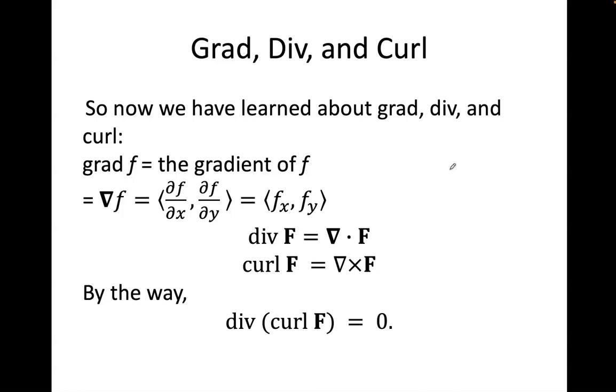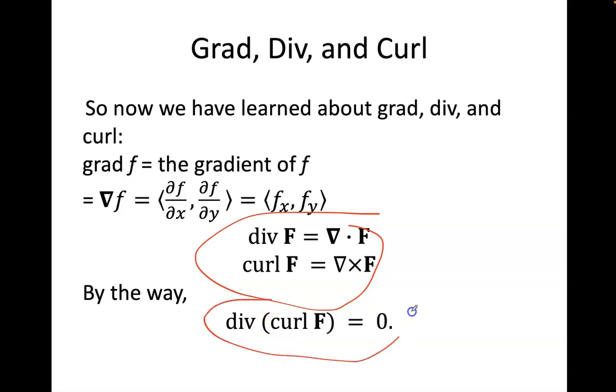So now we have learned about grad, div, and curl. Grad f, we call it the gradient. It's del f: partial f partial x, partial f partial y. In other words, f sub x, f sub y. Or if we're talking about 3 dimensions, it's going to be f sub x, f sub y, f sub z. Div f is del dot f. Curl f is del cross f. By the way, fun fact: the divergence of the curl of f is 0.